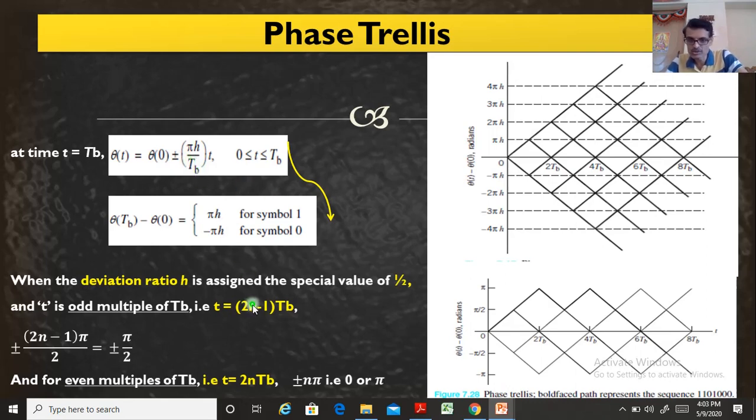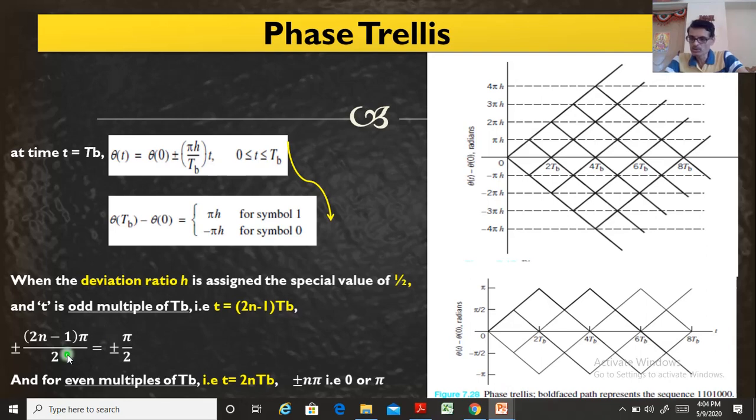If I substitute that, 2n minus 1, into TB, the TB cancels and I am left with only 2n minus 1, and h is equal to half multiplied by pi. This is what I'll get: plus or minus (2n minus 1) pi by 2. If I substitute different values of n, say n equal to 1, it is plus or minus pi by 2. If n is equal to 2, it is plus or minus 3 pi by 2.